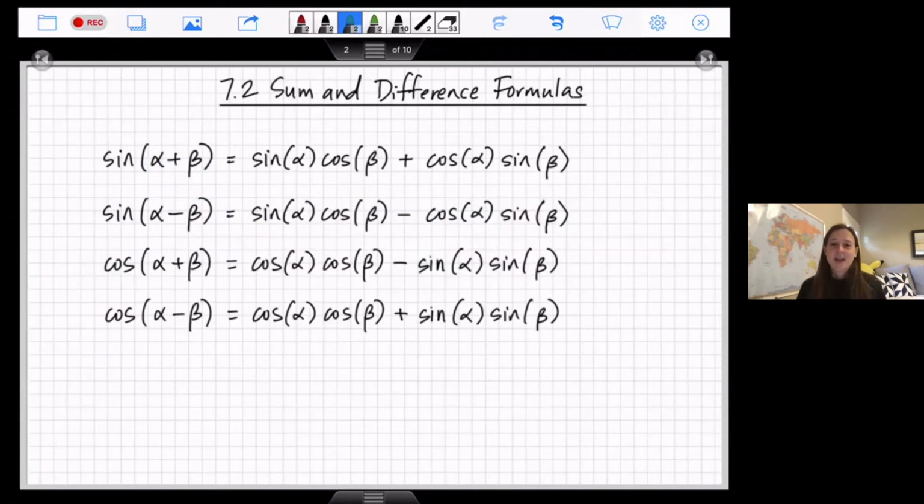So not only do we have one of these beasts for sine alpha plus beta, we've got one for sine of alpha minus beta, which looks exactly the same except for a negative in the middle instead of addition. And we also have one for cosine of alpha plus beta and alpha minus beta, which rearranges the sines and cosines a little bit. And nobody but your trig teacher has these memorized. So you want to keep a running list of all of these identities that we're going to get in the next few sections of chapter 7 and have them on your cheat sheet for the exam.